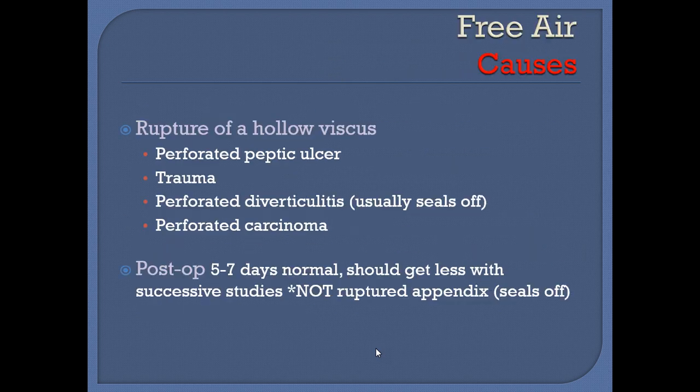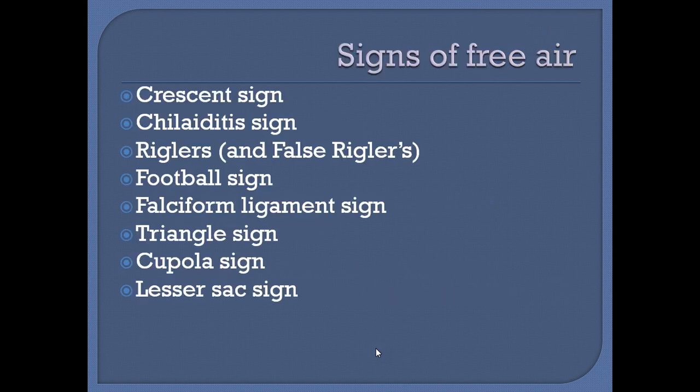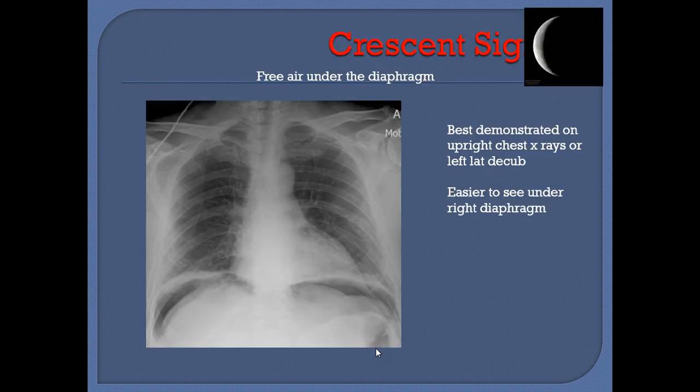What are the causes of free air? It can be due to some rupture of the hollow viscus, which can be a peptic ulcer, it can be post-traumatic, it can be due to perforated diverticulitis or perforated carcinoma, or the patient might be post-operative, 5 to 7 days normal, and it should get less with successive studies. What are the signs of free air? Crescent sign, Chilaiditi sign, Rigler sign, football sign, falciform ligament sign, triangle sign, and cupola sign. Also the lesser sac sign.